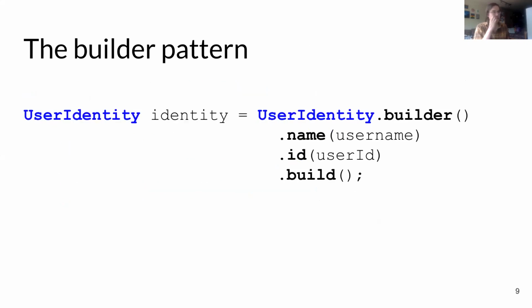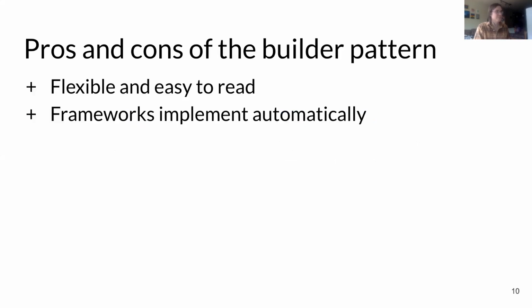And this leads to neat client code like this. Right? We call UserIdentity builder, we call name, we call ID, and so on. And this is much more readable client code. So this is why programmers like the builder pattern. The client code is flexible and easy to read, and a framework will implement all that boilerplate I showed you on an earlier slide, automatically.